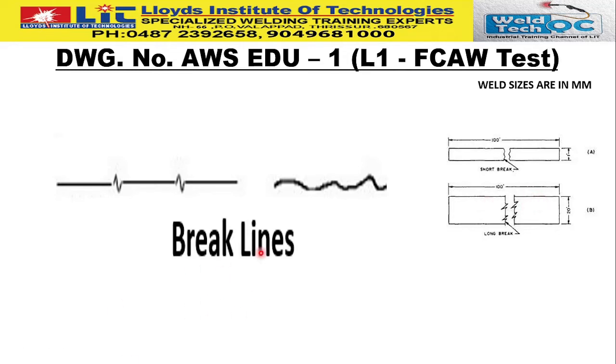In general, the break lines or broken lines indicate that a break has been made in the drawing of an object which is too large. The object is too large to be drawn on the drawing sheet, so it has to be cut short in order to fit on it. So that is the purpose of break lines.